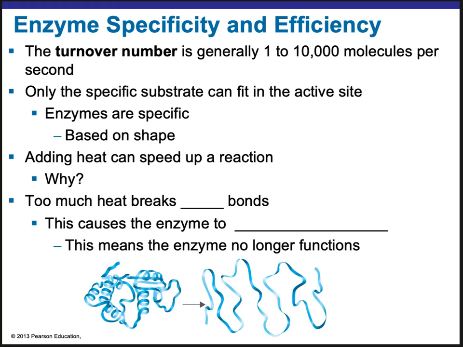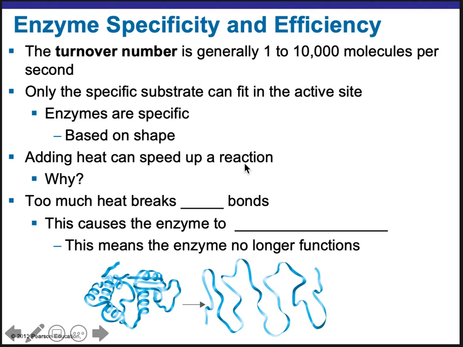Okay, so already mentioned that enzymes are very fast. A super slow enzyme would be one reaction per second, but typically our enzymes are closer to 10,000 reactions per second. Okay, so only the specific substrate can fit into the active site of the enzyme. The enzymes are specific based on that shape. And so because the function of the enzyme is based on shape, that should answer this question.